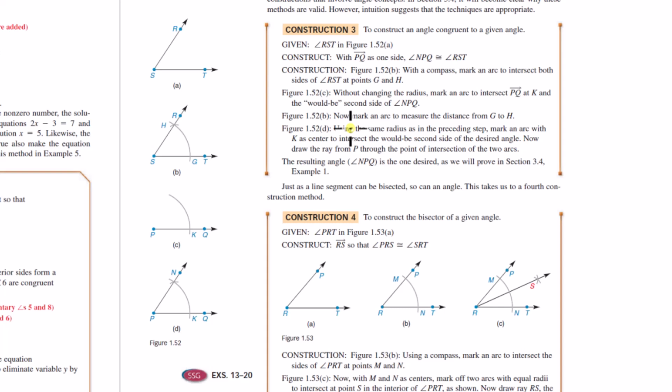Now mark an arc to measure the distance from G to H. So you put the center of the compass here and the pencil out here, and you mark this arc. Then you come here and you do the same thing. You mark off that arc, and then you draw the line through the intersection. Now you have a congruent angle.